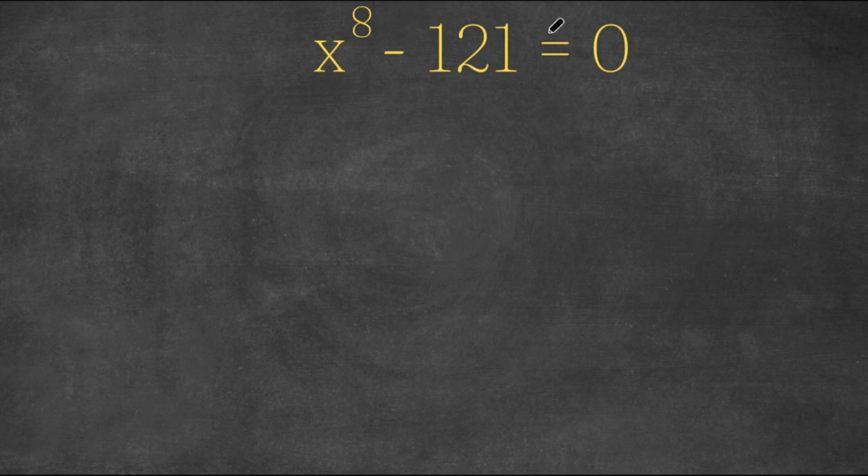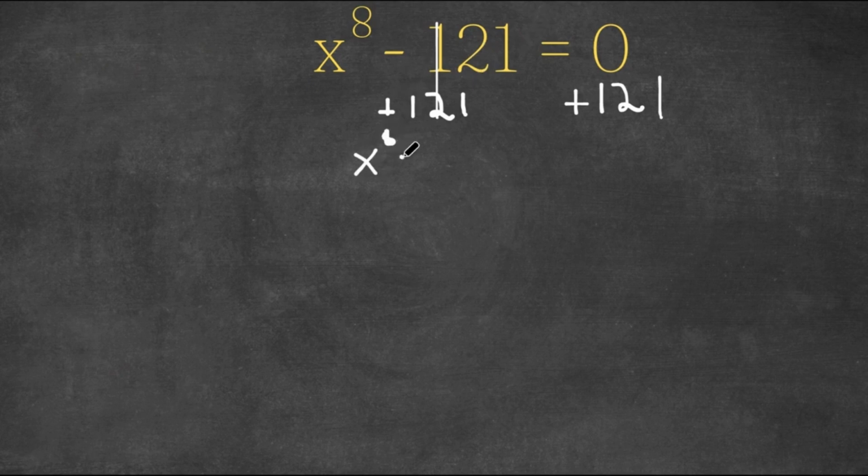So what we're first going to do is add 121 on both sides to isolate x. We want to isolate x, so we're going to get rid of the negative 121 on this side. These two cancel out because 121 minus 121 is 0, so we're left with x to the power of 8 equals 0 plus 121, which is simply 121.